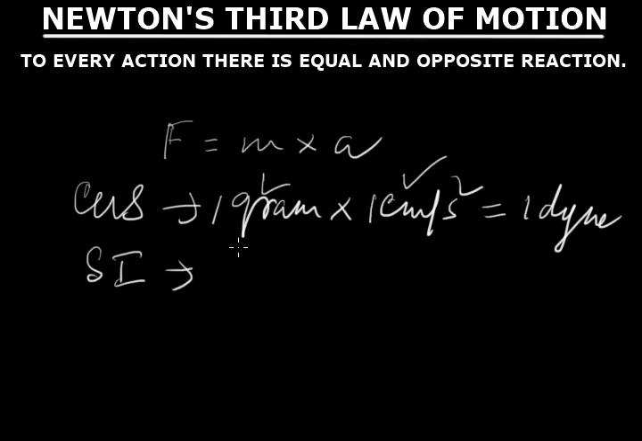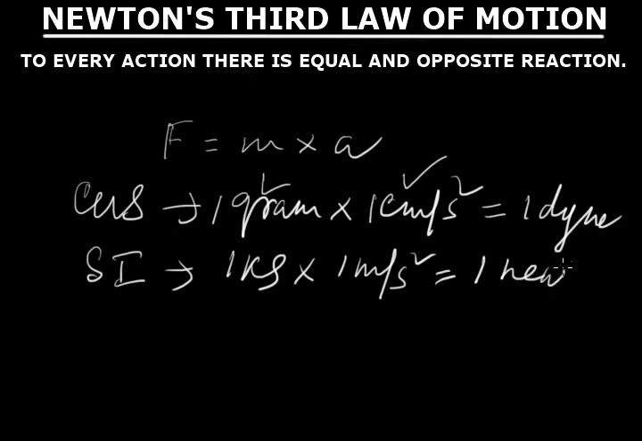In SI, M means mass, 1 kg, into acceleration, 1 meter per second square. That is equal to 1 newton. So 1 newton force is defined as the quantity of force acting on a body of mass 1 kg that can generate an acceleration of 1 meter per second square.